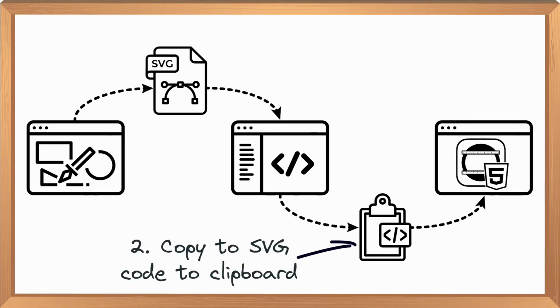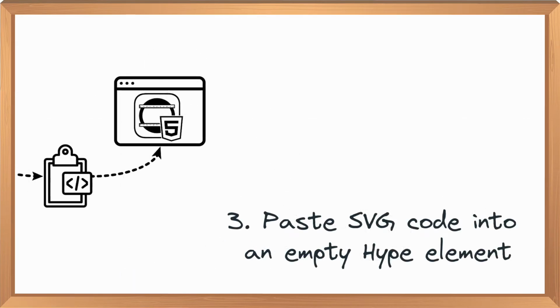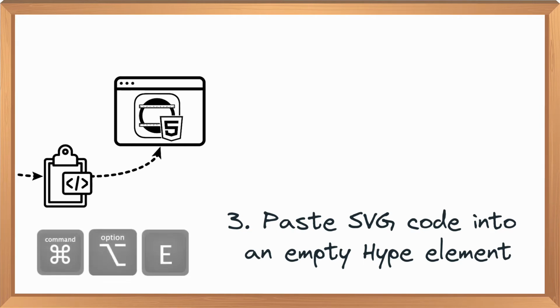Next, you need to copy the SVG code from the editor to the clipboard. And finally, you need to paste the SVG code from the clipboard into the inner HTML of an empty Hype element. You can make an empty Hype element by placing a shape, say a rectangle, onto the scene canvas. There are several ways to access the inner HTML of this element. With the shape selected, you can either use the keyboard shortcut Command Option E or by going to the Edit menu and selecting the Edit Element's inner HTML option.